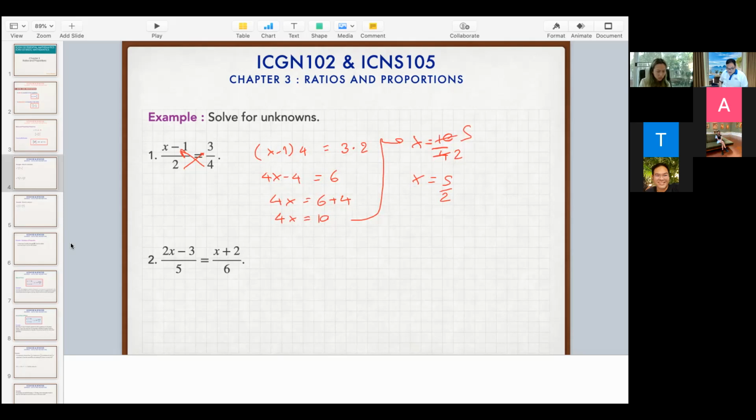Okay, for the second one, if we do the same thing, everyone just do it by yourself and then let's check the answer together. I give you 1 minute to calculate this. Just do it by yourself. 1 minute.